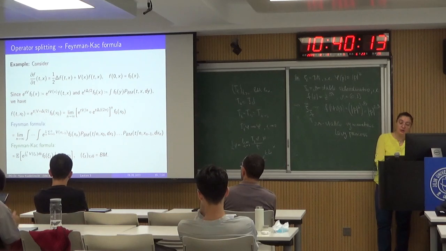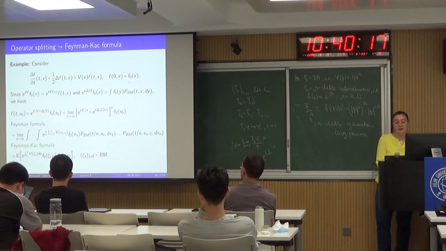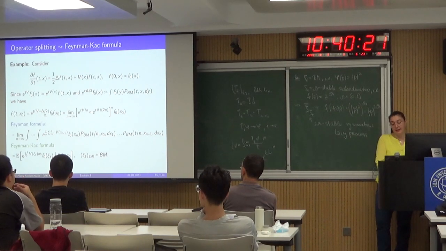So the solution of this equation with this initial data should be given by the semigroup generated by the sum. So now we use the Chernoff approximation, or Dalecky-Chernoff formula, in this particular case. So we have this limit.